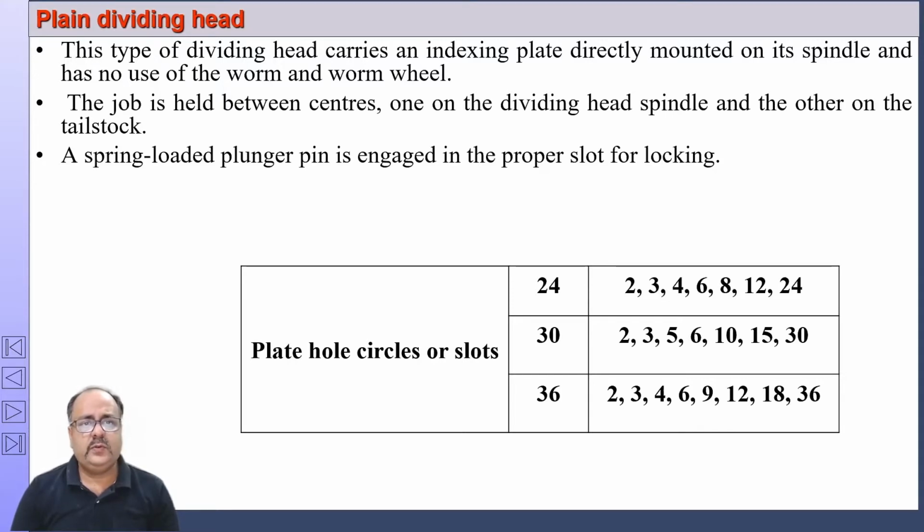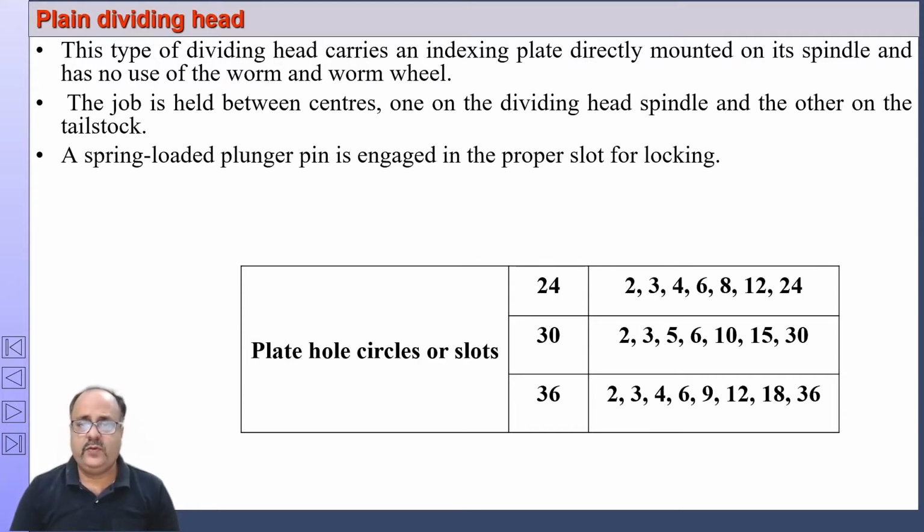Now how do we do it? We do it using a spring loaded plunger. First, the plate is directly mounted on the spindle. If you lock the plate at a particular hole in a particular hole circle, say the 24 hole circle, and take a cut, then we remove the plunger and rotate, let's say, 6 holes in the 24 hole circle, and then lock it there again. We continue this 4 times. That means dividing the workpiece into 4 divisions.